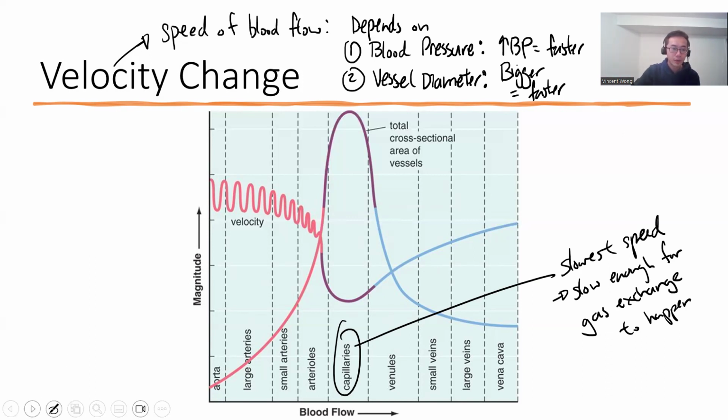Now there is a third graph here, this one that goes up and comes back down, okay? This is total cross-sectional area of the vessels. What that means is, if you lay out all the vessels, how much area is it going to cover? So the aorta is really, really big, but you only have one of them, so that's why it doesn't cover too much area.